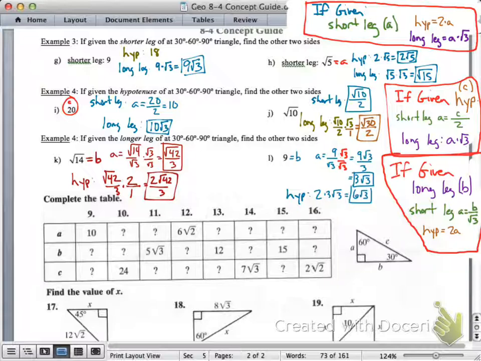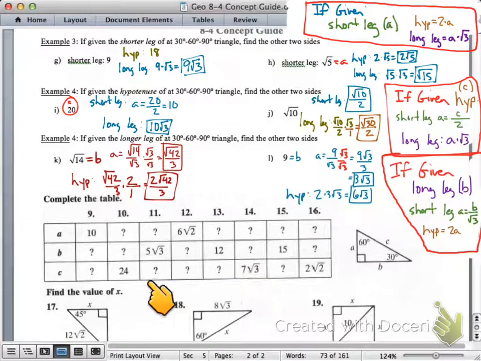Okay, like what you did on the front side, I'd like for you to fill in as much of this chart down here as you can. If you're given the short leg, find the long leg by multiplying by the square root of 3. Multiply by 2 to find the hypotenuse. If you're given the long leg, divide by square root of 3 to find a, and once you find a, you double it to find c.